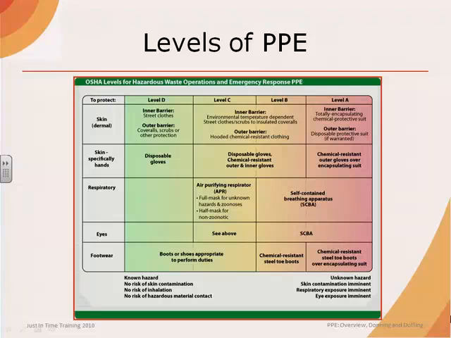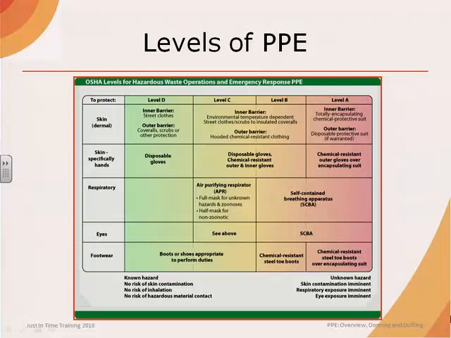Level B is used when the highest level of respiratory protection is necessary, but a lesser level of skin protection is needed than in Level A, such as for a Nipah virus outbreak. At this level, a self-contained breathing apparatus would be necessary.